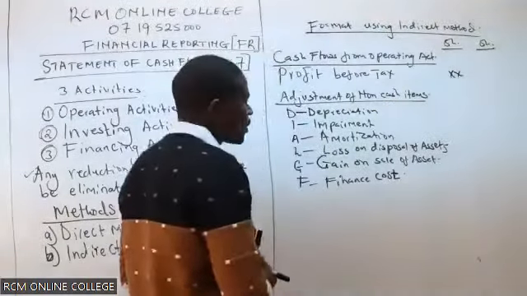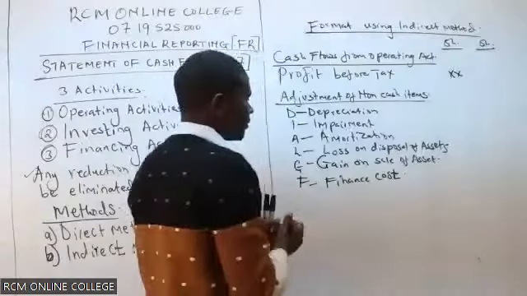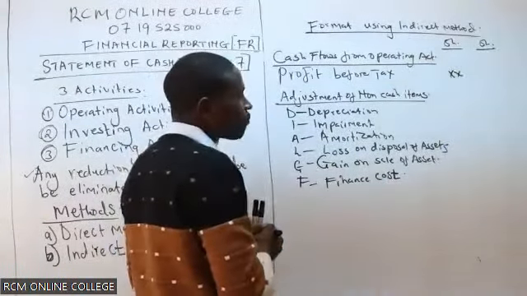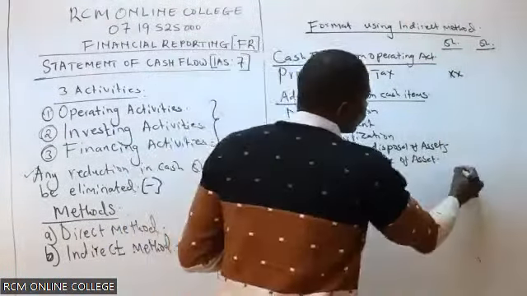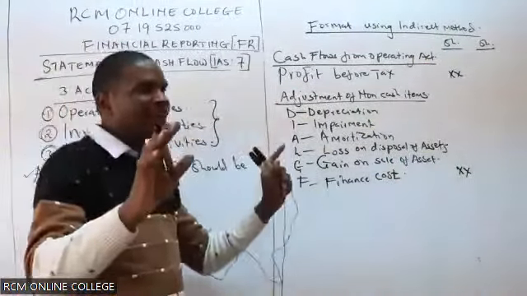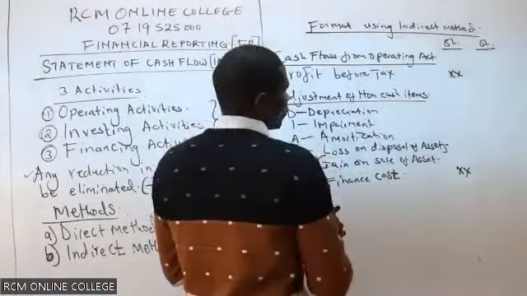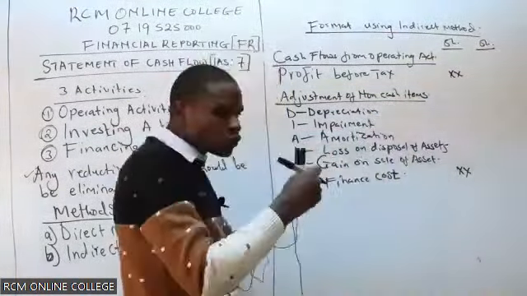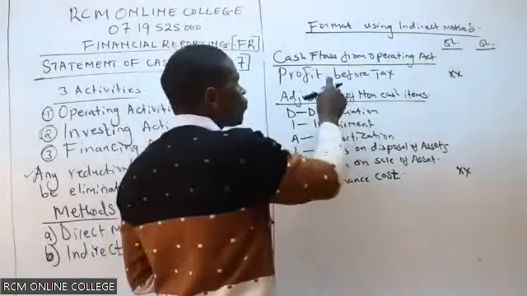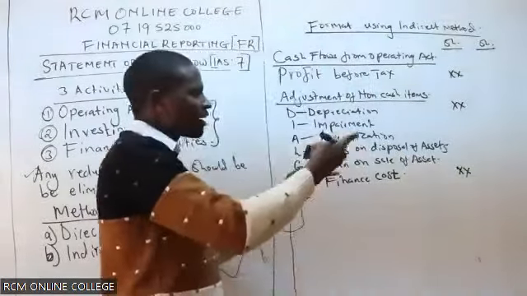That one we do what? We subtract. So, when it comes to adjustment of this, we are going to add it. Hatutatoa. We are going to add it. The same case applies to depreciation. Depreciation is also subtracted for us to arrive at the profit before tax. Therefore, for that one, we still add it back.